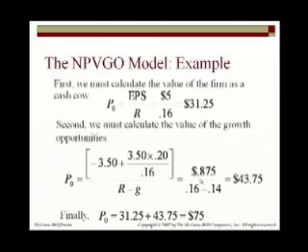$31.25. But the firm does have growth opportunities, and it's worth $75. The difference between $75 and the $31.25 is $43.75, and the $43.75 is the present value of the growth opportunities.